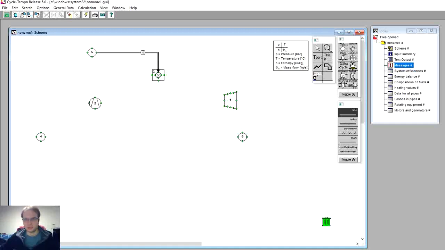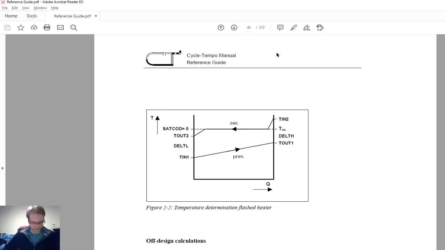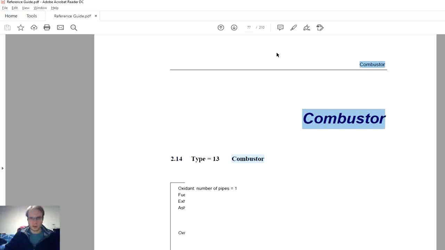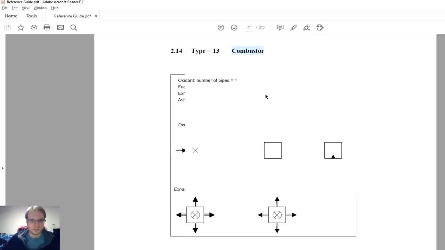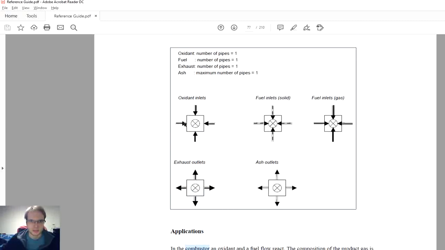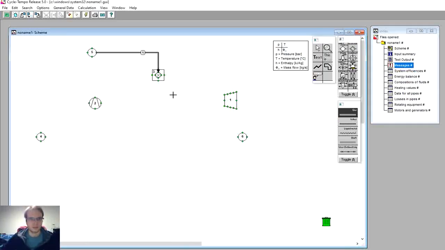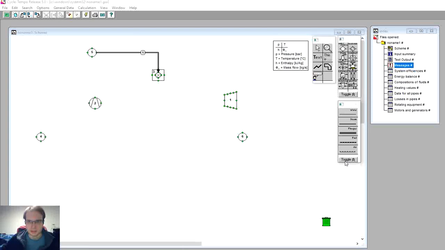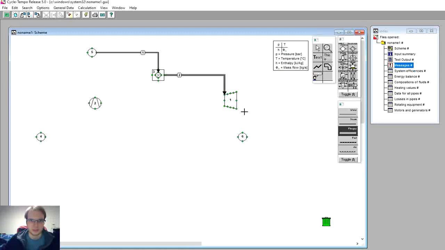We can also consult the reference guide, where we can search for the combustor. And here you can see that we have oxidant inlet at the outside, while the fuel inlets, both solids or gas, are at the inside. Then exhaust is from the outside. That's the gas. Then we will have flue gas going out of the combustor into the turbine and into our sink.